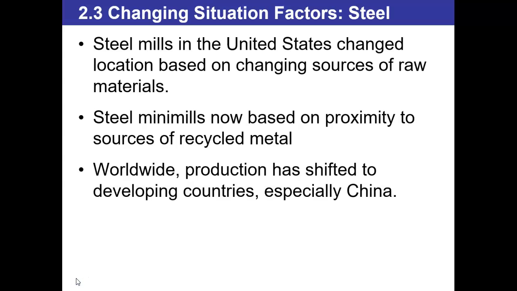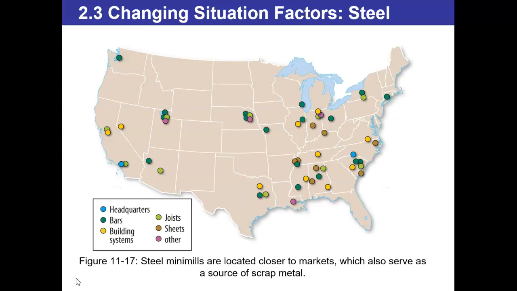We see now that steel mini mills are based on proximity to sources of recycled metal, and worldwide production has shifted to developing countries, especially China. As you can see in figure 11-17, located on page 392 of your textbook, steel mini mills are located closer to markets, which also serve as a source of scrap metal.